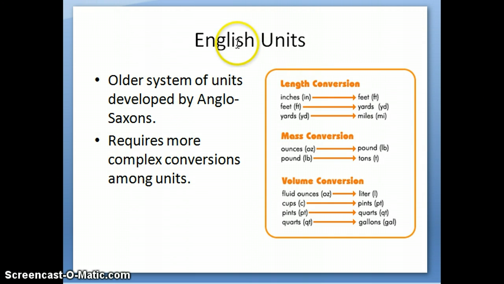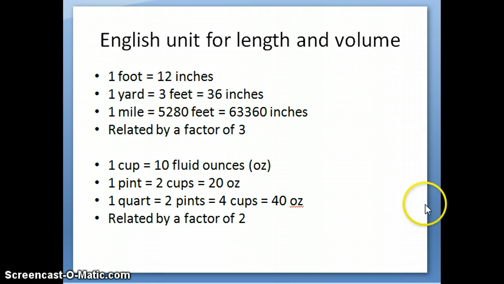The units that you're comfortable with, that you see very often, are what we refer to as the English units. These are units that are expressed in inches, feet, yards, ounces, pounds perhaps, fluid ounces, cups, and so on. The problem with these units is they require complex conversions among the units, and those conversions are not necessarily clear to everyone. Let me illustrate what I mean.